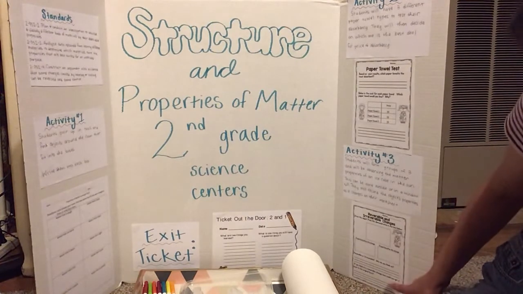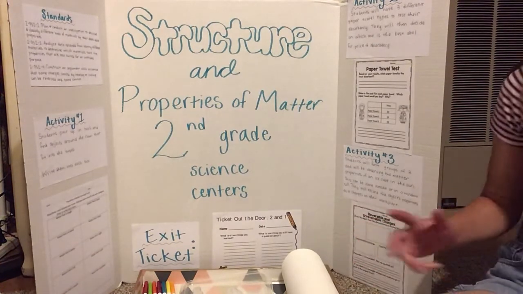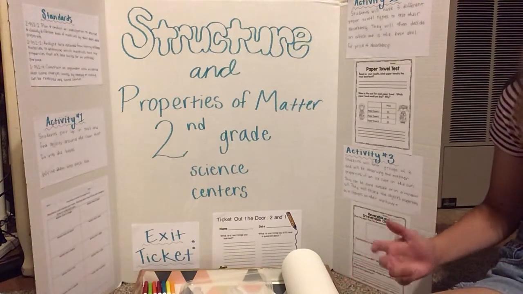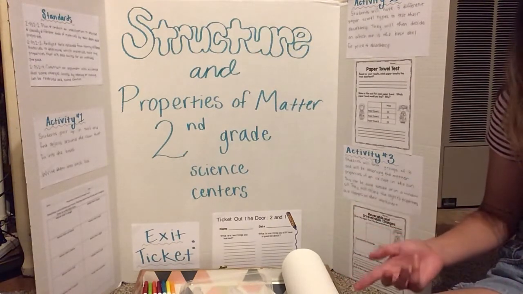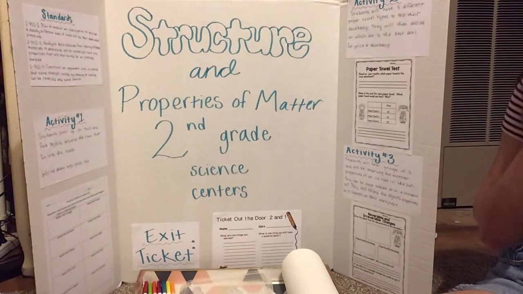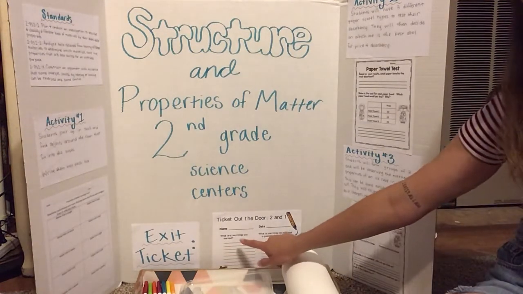And then they explain why they believe this is either a reversible change or an irreversible change. So with an ice cube, it would obviously be a reversible change because it can be put back into the freezer. And now we have our exit ticket right here.